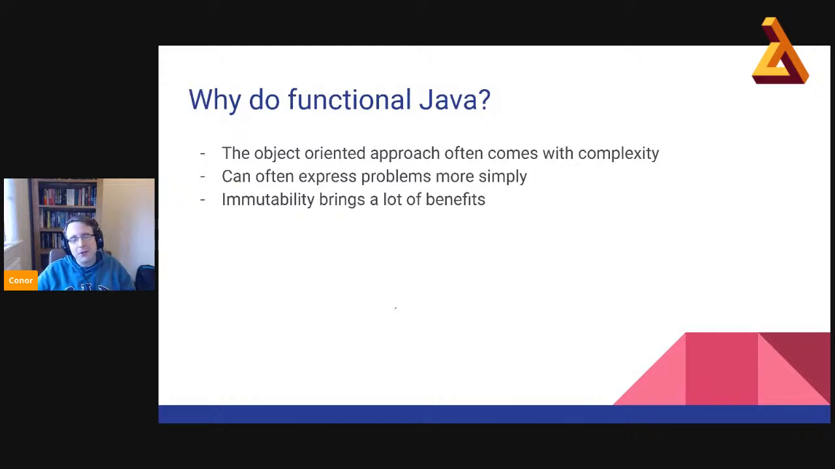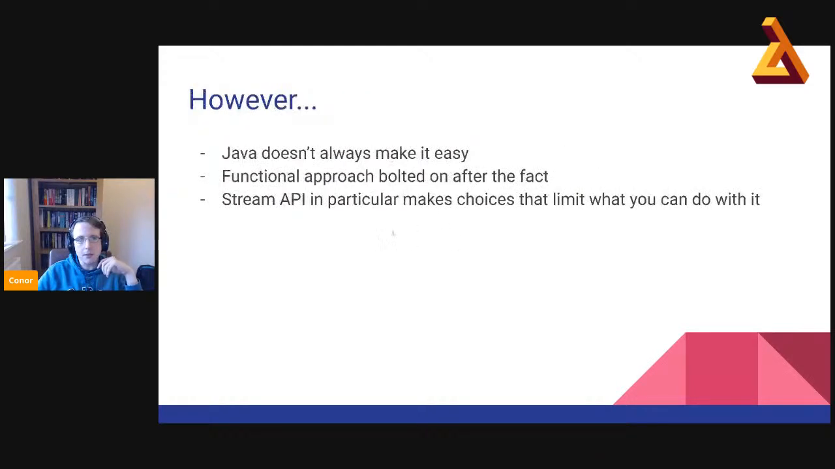I guess most people who are listening to me will probably understand why functional programming is quite nice. But in case you don't know, or you want to be convinced of it, Java obviously is, by its nature, an object-oriented language. But that often comes with complexity you might not want generally. Using functional programming can sometimes help you express problems more simply, at least it seems that way to me. And the functional focus on immutable values tends to bring a lot of benefits, which are all nice things to have. So let's go to the next slide.